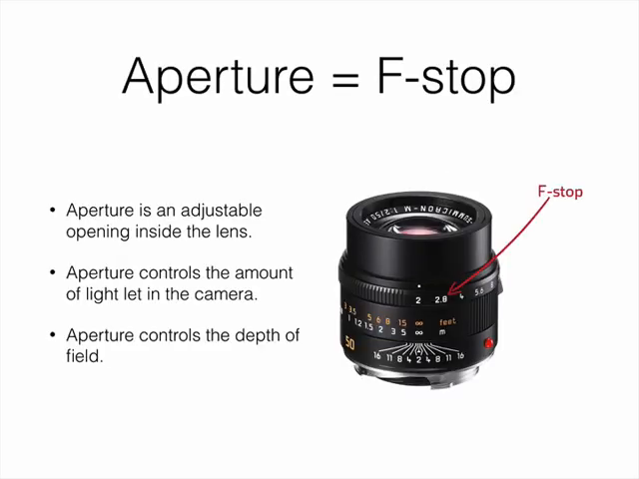Aperture is an adjustable opening inside the lens, and to adjust that opening we use the f-stop ring on the outside of the lens. Aperture controls the amount of light let in the camera, and aperture also controls the depth of field. Let's talk about how aperture controls the amount of light let in the camera.